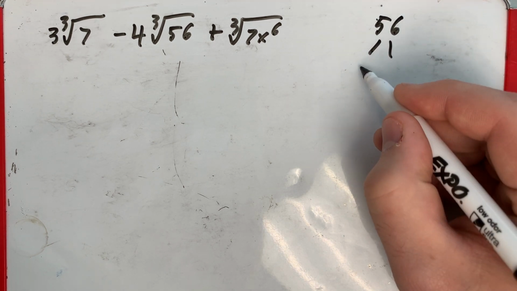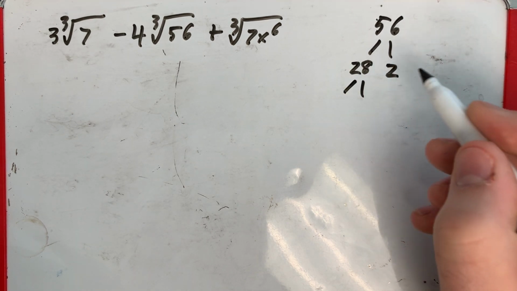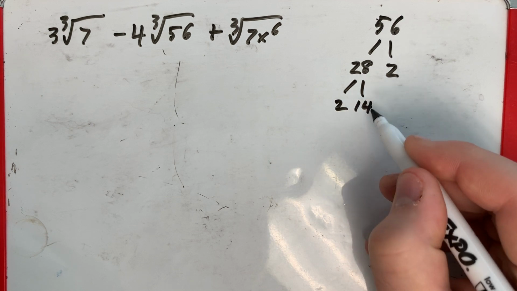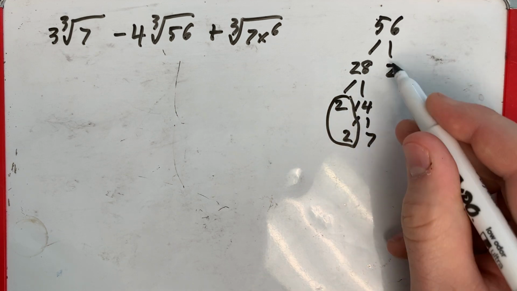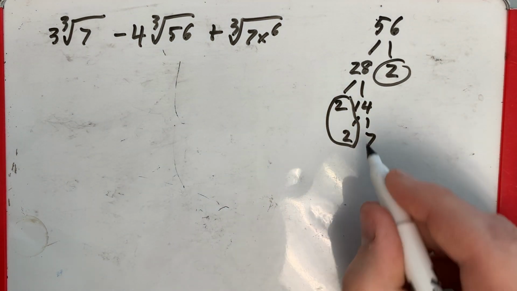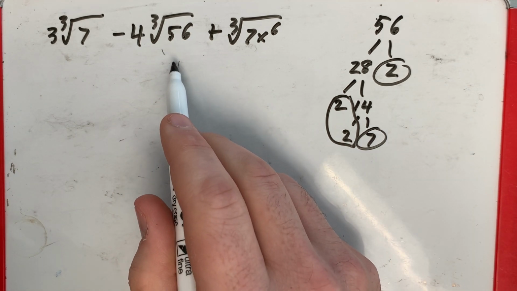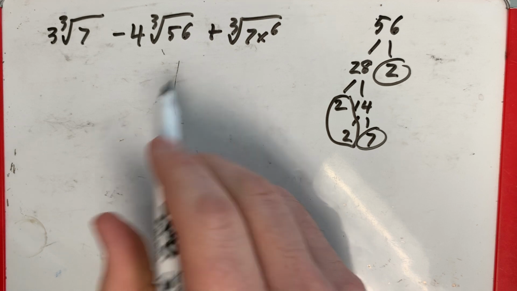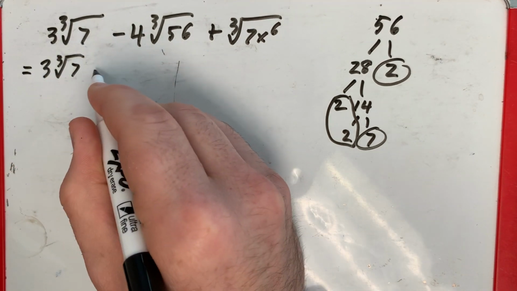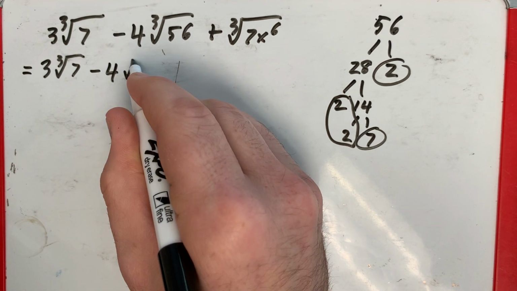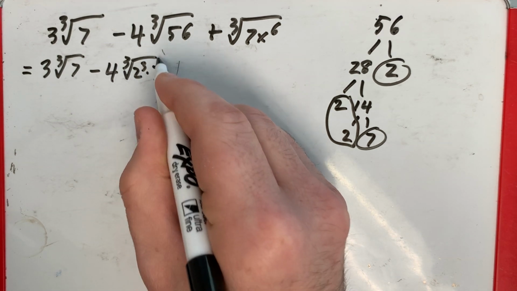What does that give me? It gives me 28 times 2. 28 breaks down into 2 and 14, and 14 breaks down into 2 and 7. So I have 3 2's, which is awesome because I have a cube root here. I have a spare 7. So this 56 is going to break down into 2 cubed times 7. Okay, so let's rewrite that for the time being. We have 3 cube root of 7. We have 4 cube roots of 2 cubed times 7.